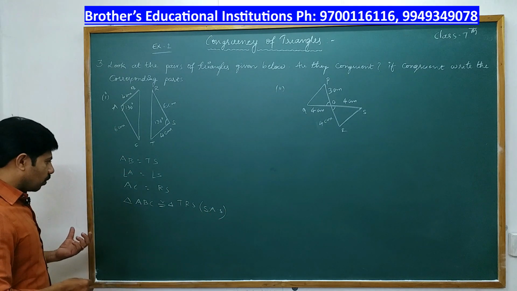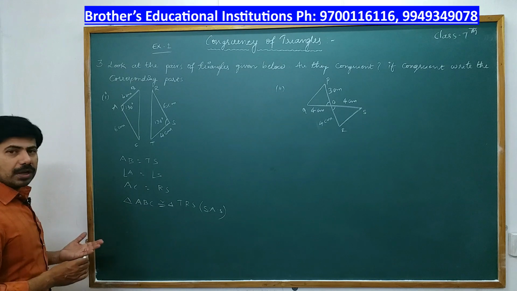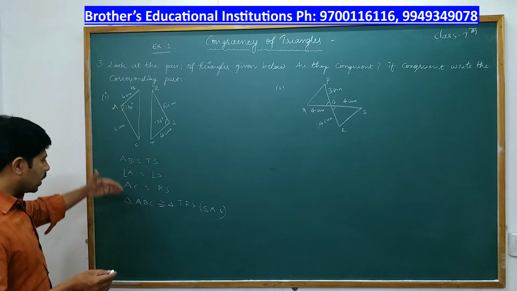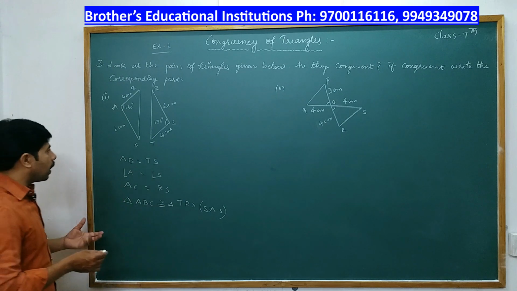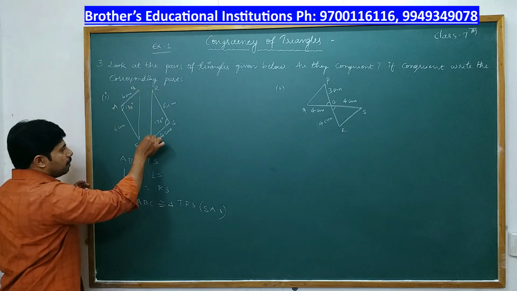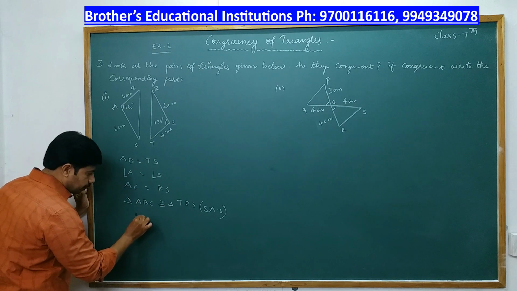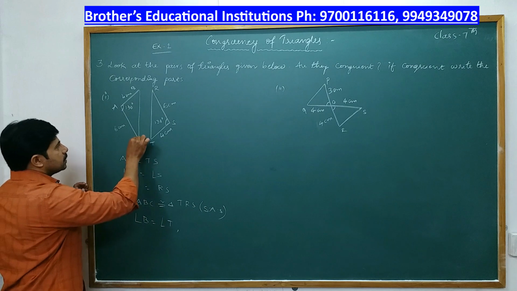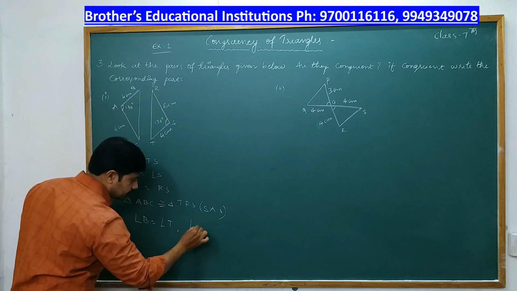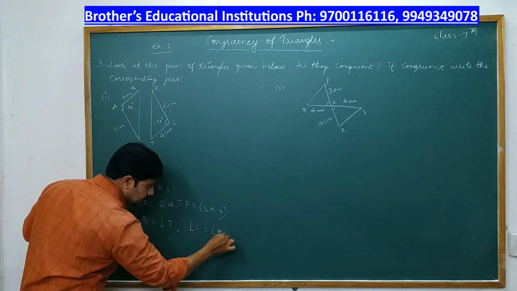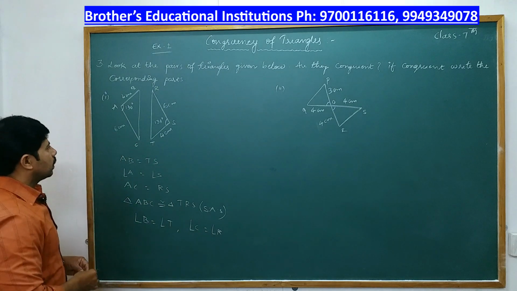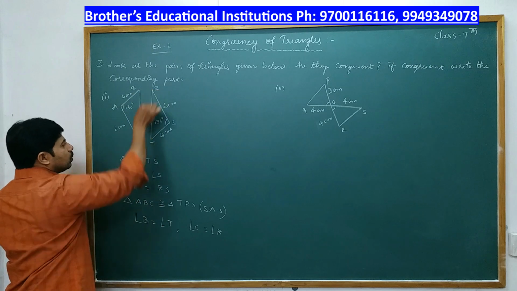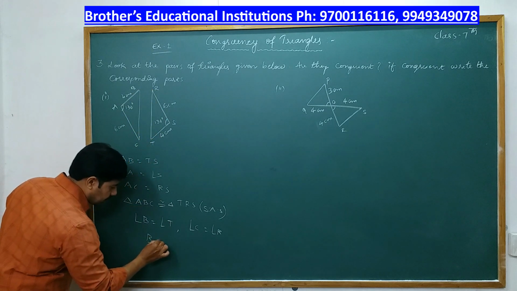Now as they are congruent, the corresponding parts of congruent triangles will be equal. If they are congruent, write the corresponding parts. So as the triangles are congruent, the corresponding parts we can write as angle B is equal to angle T, angle C is equal to angle R, right? And the side is also left out, that is BC is equal to RS. We can write like this. These are the corresponding parts.